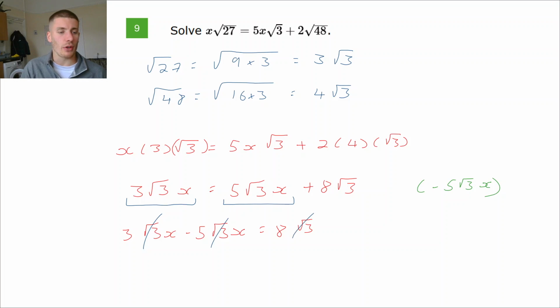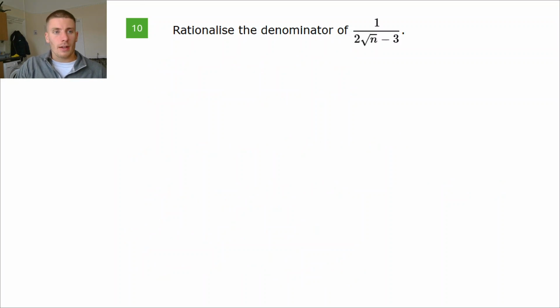I've then got 3x take away 5x, which is equal to negative 2x, so I've got minus 2x is equal to 8, which of course means x is going to be equal to negative 4, which is my answer. Okay, so there we go. It becomes quite an easy question if you just change the surds so they're all in terms of root 3.